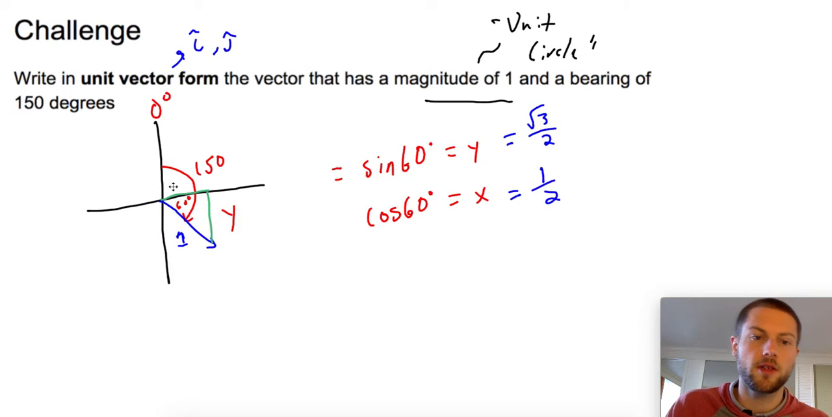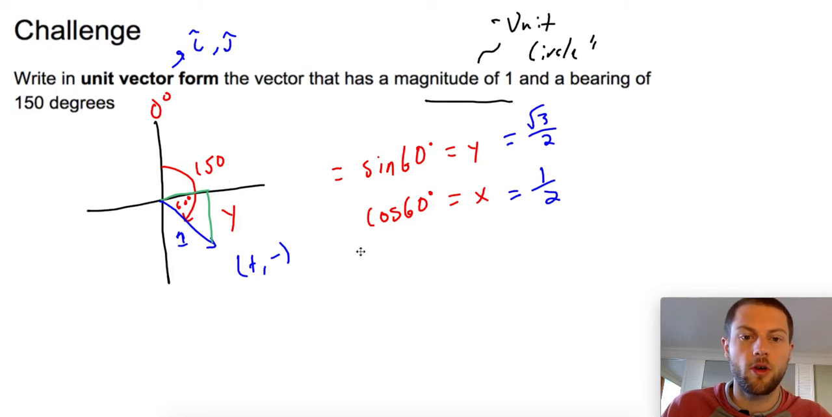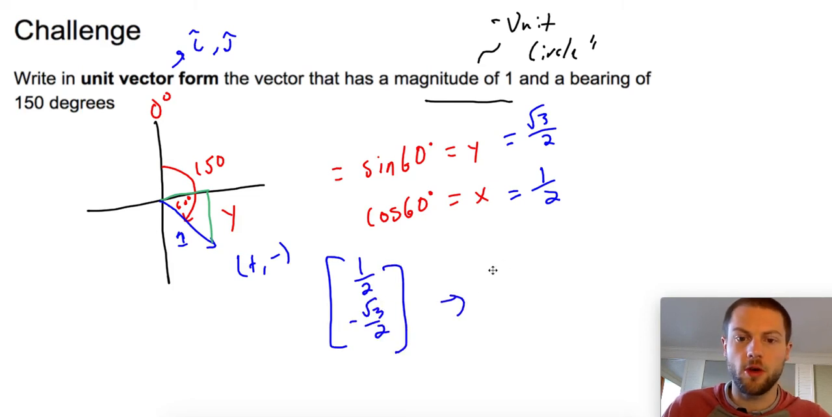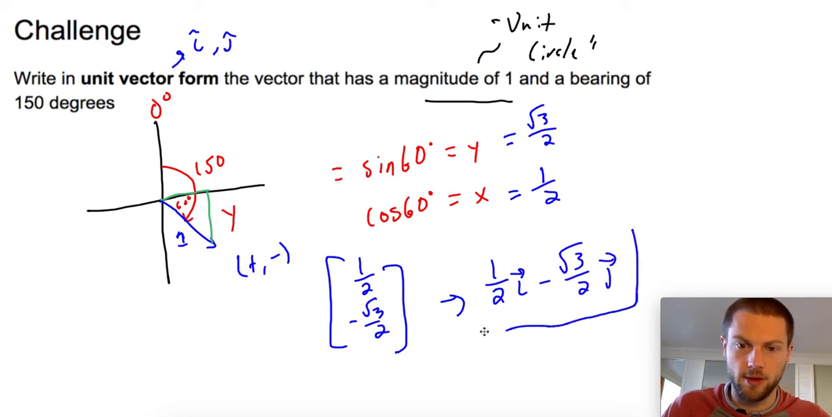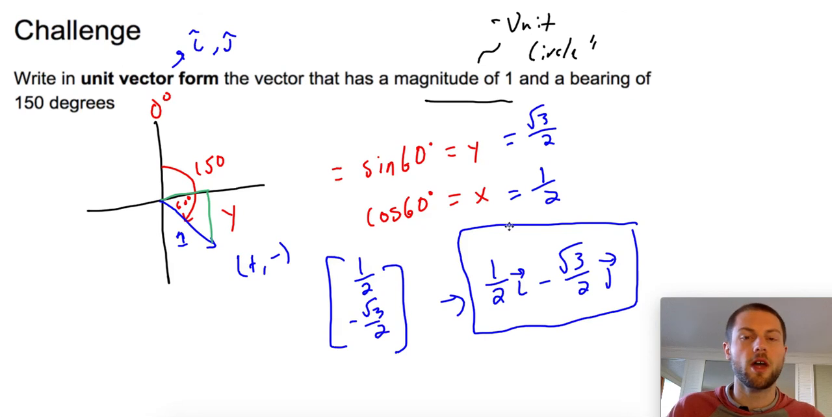So that means now since I'm in this fourth quadrant, I have to keep in mind what my positives and negatives are. This is going to be a positive x and a negative y. So then the unit vector form, we'll just write the component form. That would be a positive 1/2 and a negative root 3 over 2. So the unit vector form would be 1/2 i minus root 3 over 2 j. And there it is. Unit circle. You thought it was done, but it's back.